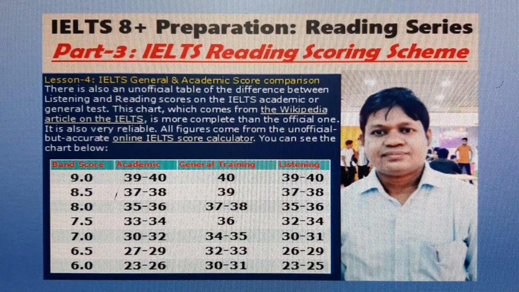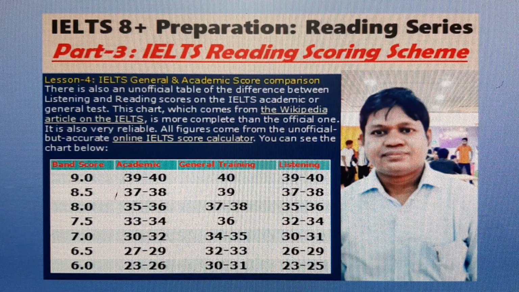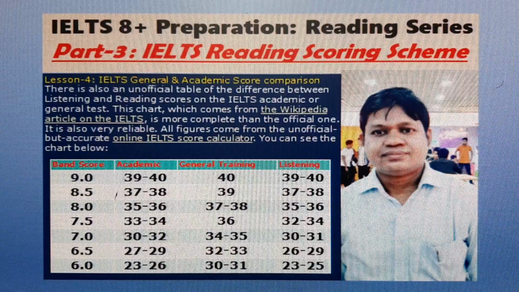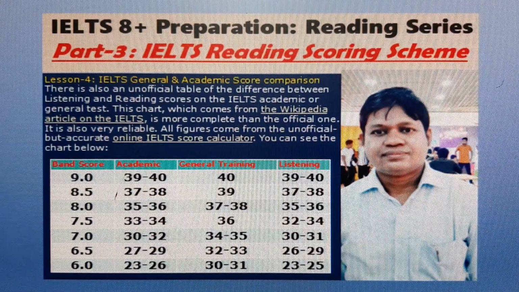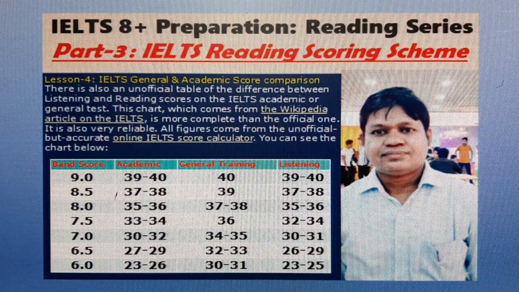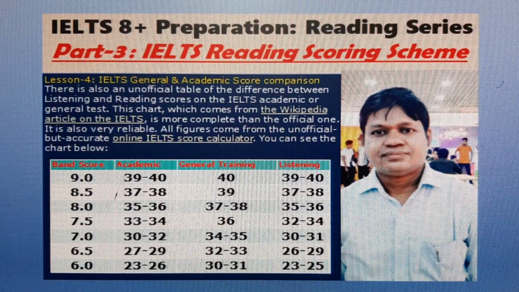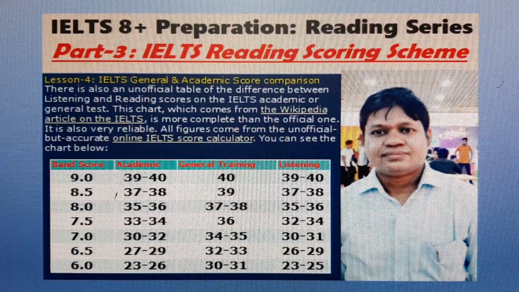Academic reading raw score 13 to 14, general training reading raw score 19 to 22, and listening raw score 13 to 15. Band score 4.0. Academic IELTS reading raw score 10 to 12, general training raw score 15 to 18, and listening raw score 10 to 12.